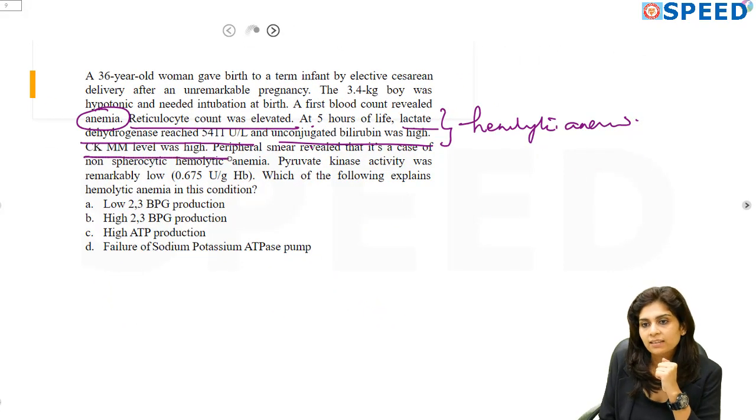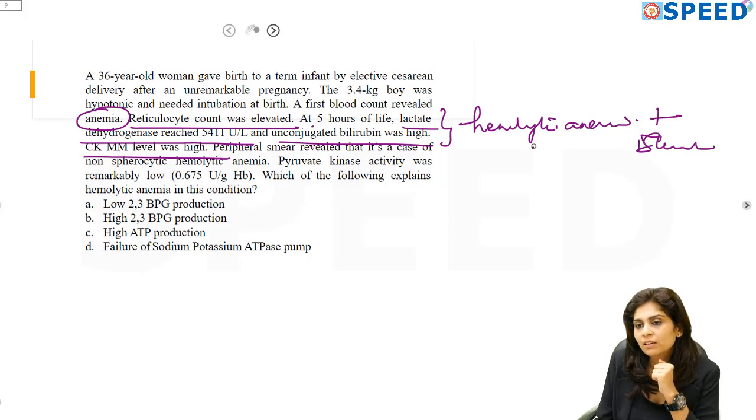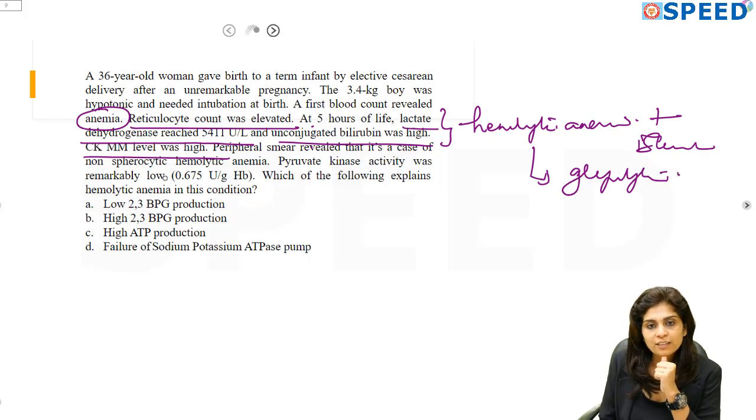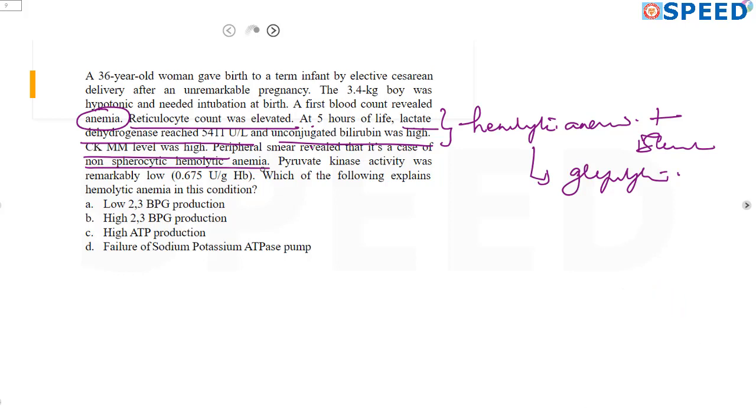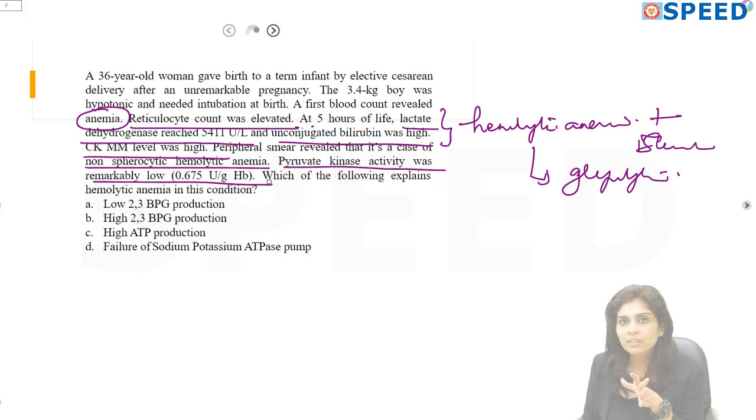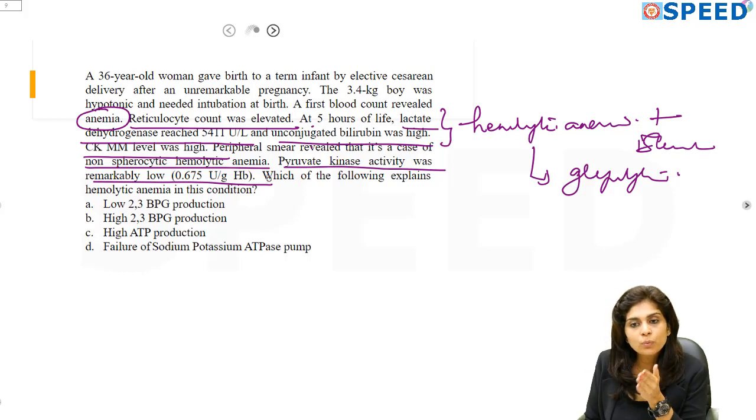CKMM level was high. So hemolytic anemia with an increase in CKMM level, or skeletal muscle getting affected, is a clue that it's a glycolytic enzyme defect. Peripheral smear revealed that it's a case of non-spherocytic hemolytic anemia. It's not hereditary spherocytosis, which is the reason for hemolysis in this condition. Pyruvate kinase activity was remarkably low. So that is also given to you. To be very specific, they have mentioned a pyruvate kinase activity decrease.